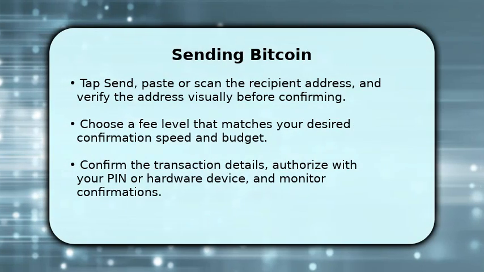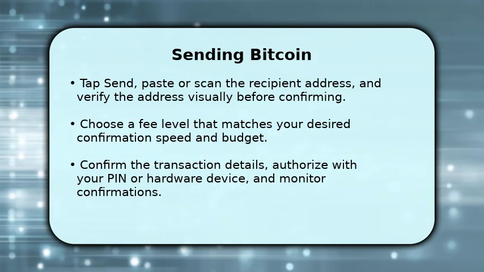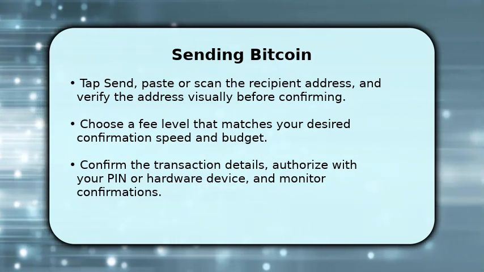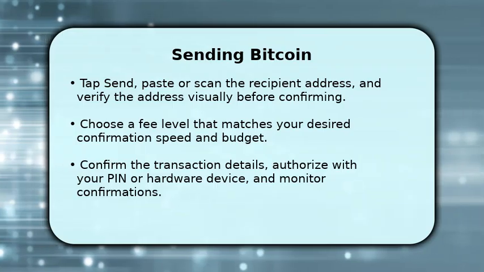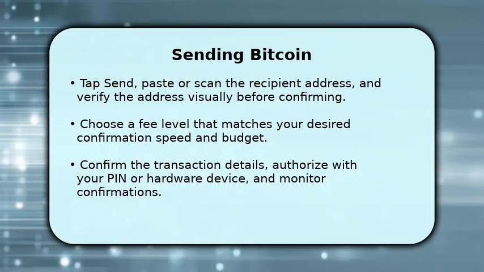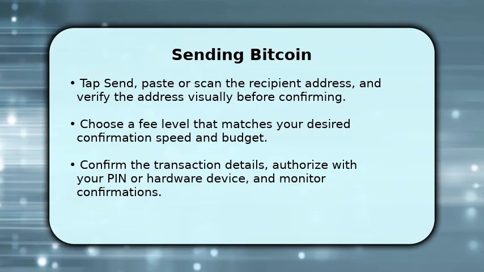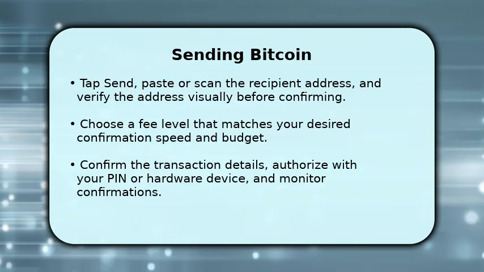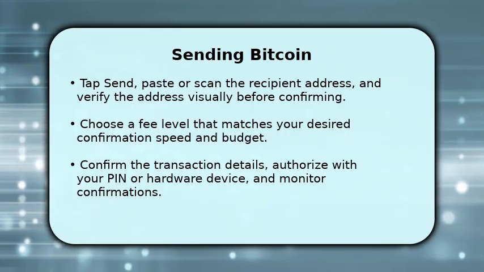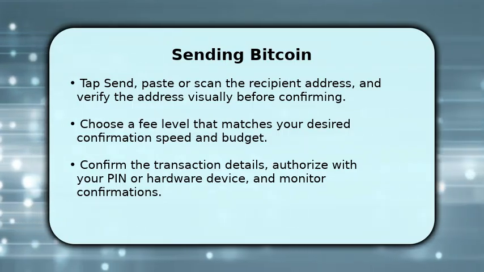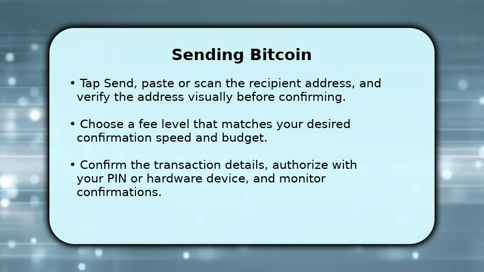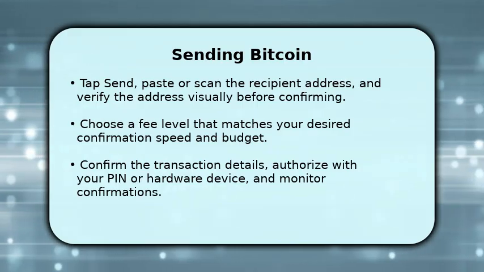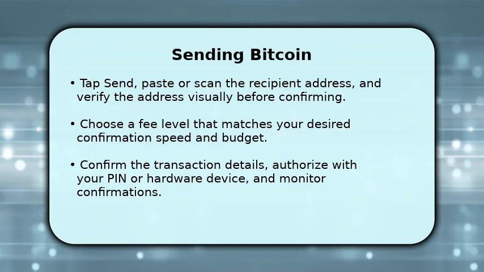To send Bitcoin, open the wallet and tap Send, then scan or paste the recipient address and double-check it visually. Enter the amount and pick a fee level that balances speed and cost. Review the full transaction details and confirm using your PIN or a connected hardware wallet. After sending, watch the network confirmations and save the transaction ID for reference. Always test small amounts when sending to new addresses.